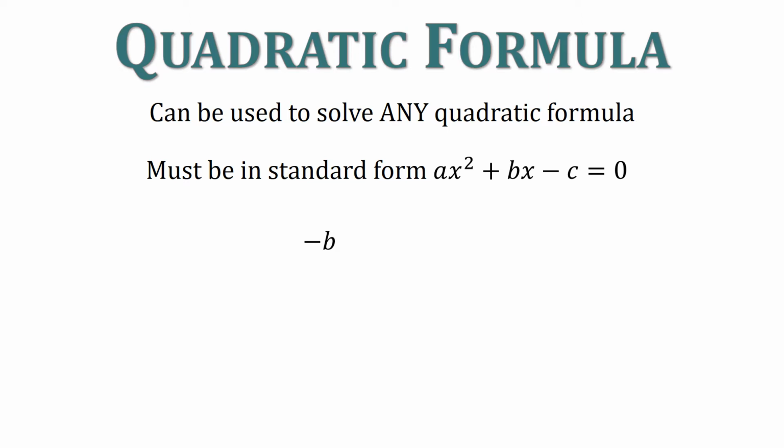So let me teach you a song. The song goes, negative b, plus or minus square root, b squared minus 4ac, b squared minus 4ac all over 2a, all over 2a. I'm going to sing it again. Negative b, plus or minus square root, b squared minus 4ac, b squared minus 4ac all over 2a, all over 2a.